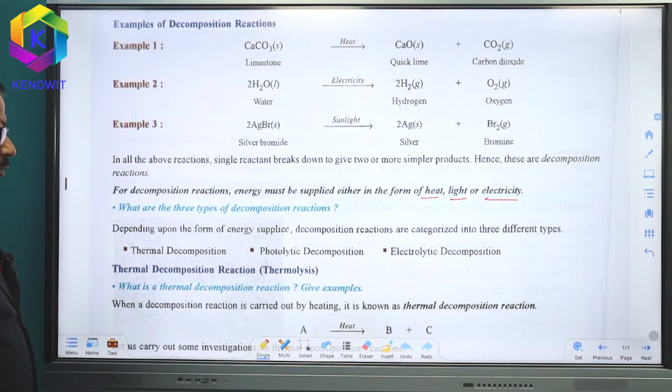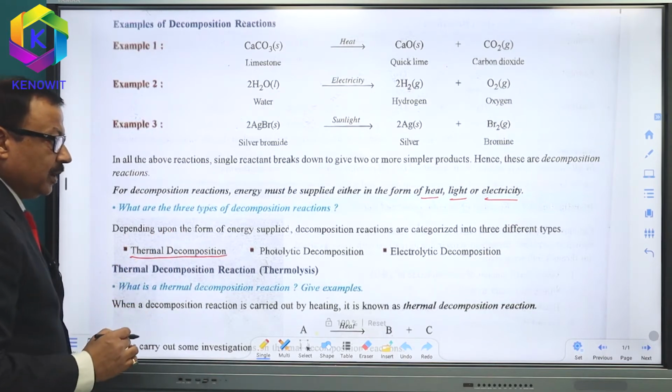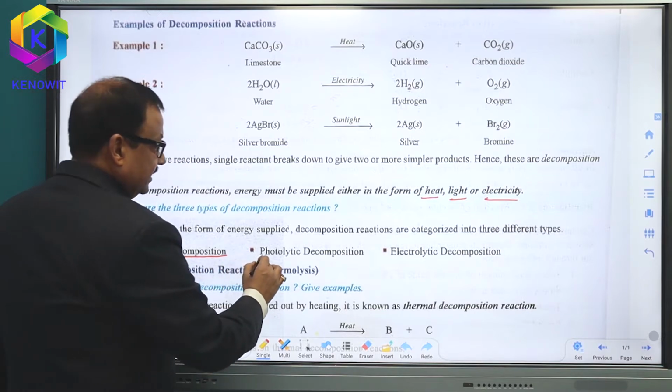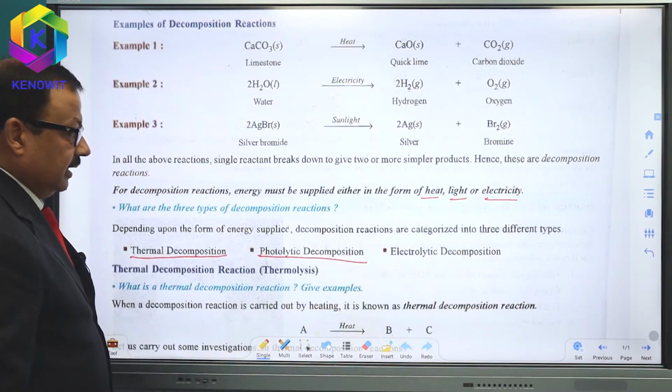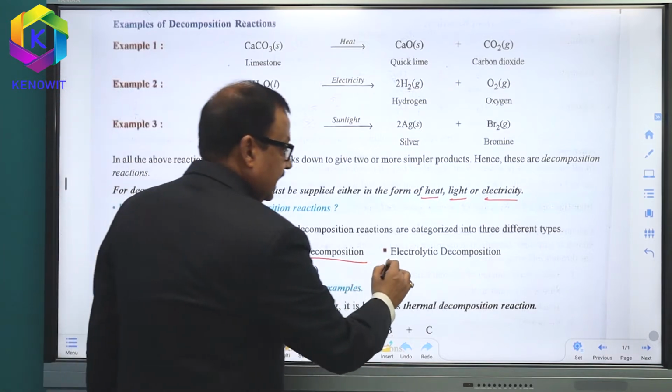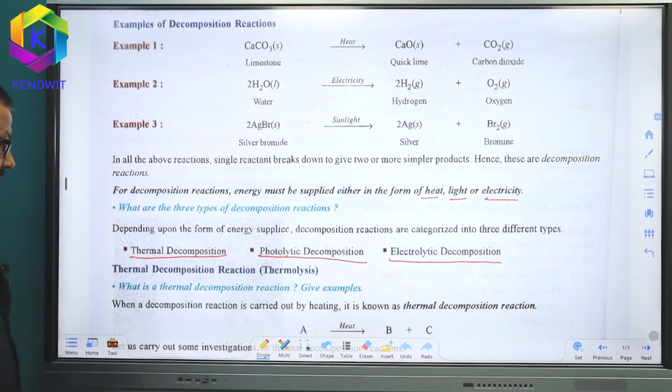So types of decomposition reactions. Number one, thermal decomposition, means heat is required. Photolytic or photochemical decomposition, in which light is required. And electrolytic decomposition, in which electricity is required.